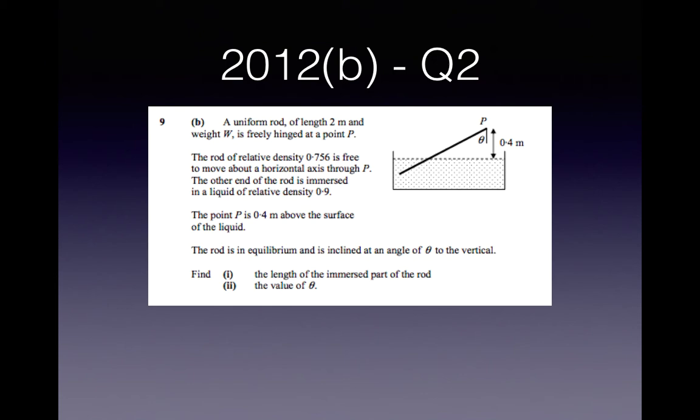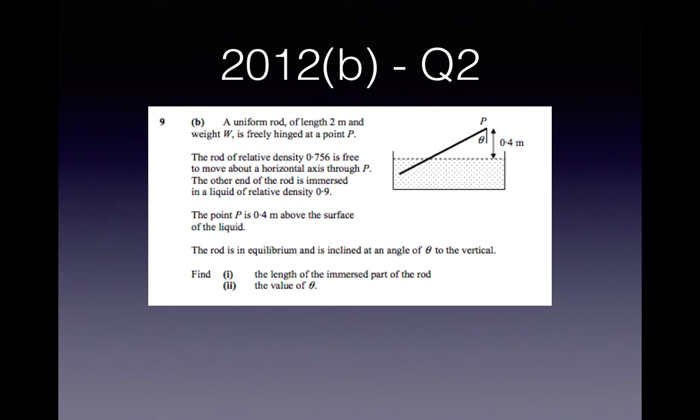All right, we have a uniform rod, length 2 meters, and weight W, freely hinged at the point P. So there's a hinge at P, and because the buoyancy is up and the weight is directly down, the reaction or the force at P will be vertically up. The rod of relative density, that is free to move about a horizontal axis through P. The other end of the rod is immersed in a liquid of relative density 0.9. The point P is 0.4 meters above the surface of the liquid. It's in equilibrium. The angle there is theta. Find the length of the immersed part of the rod. That'll be almost identical to the previous question. And the value of theta.